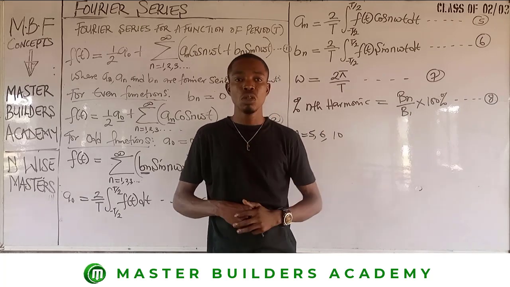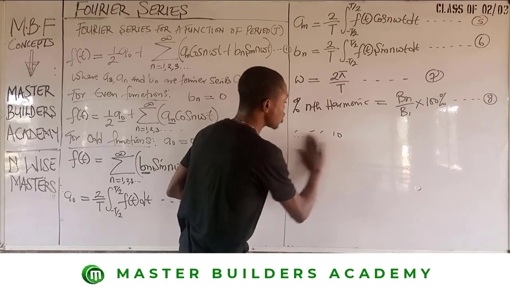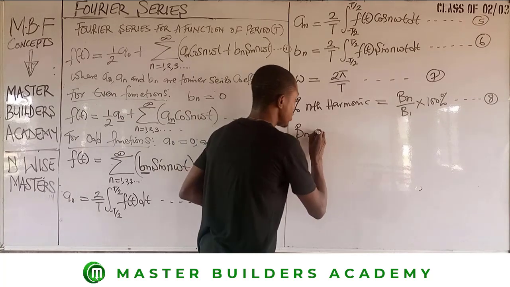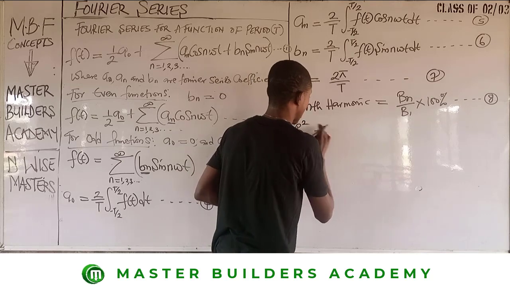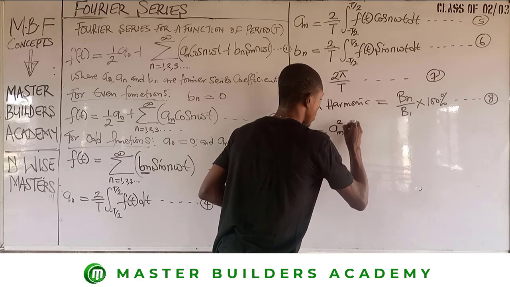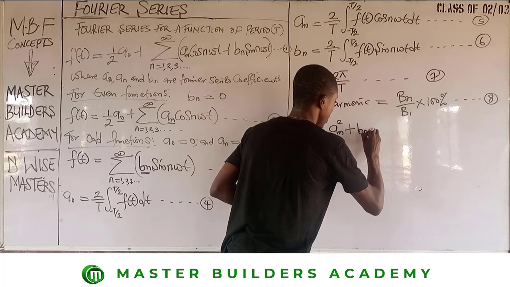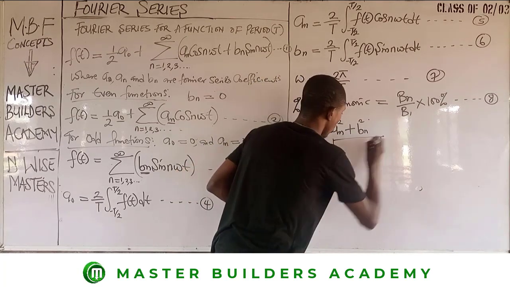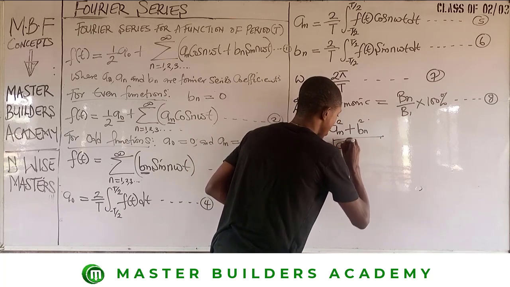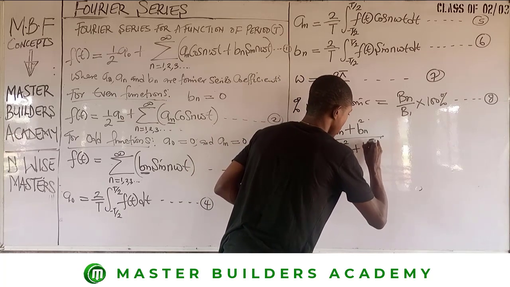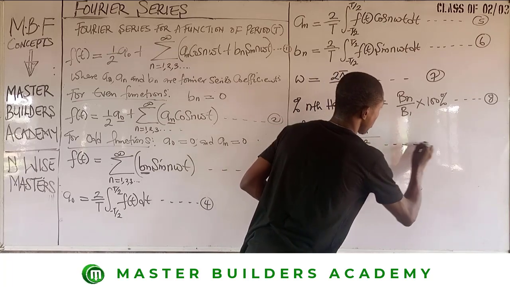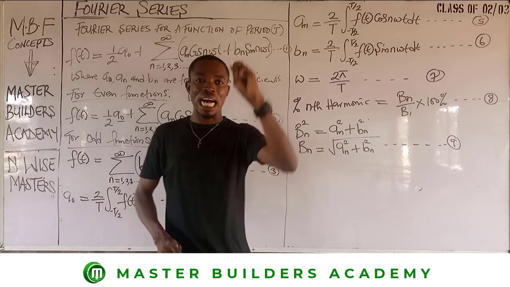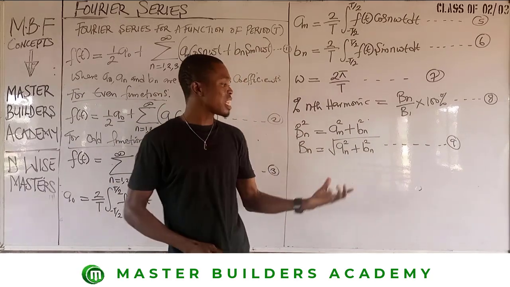So the question is, how do I find Bn? There is also a module to find Bn. Now, by extension, Bn squared is given as An squared plus Bn squared. Automatically, Bn will be the square root of An squared plus Bn squared. So this becomes equation number 9. So this is how you calculate for Bn.